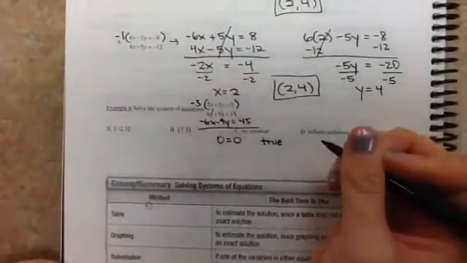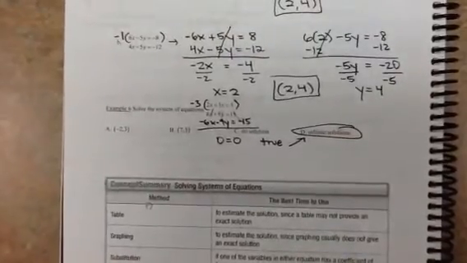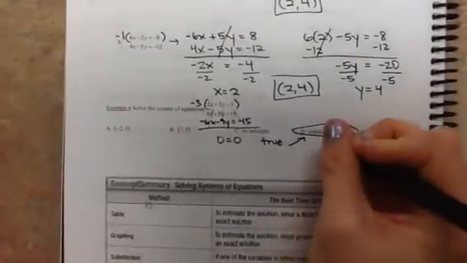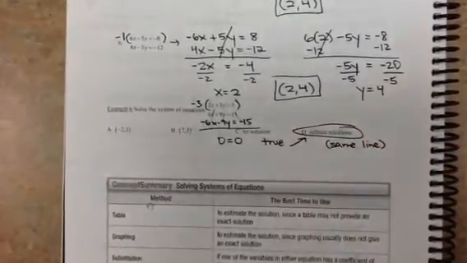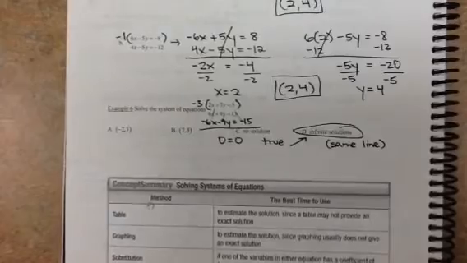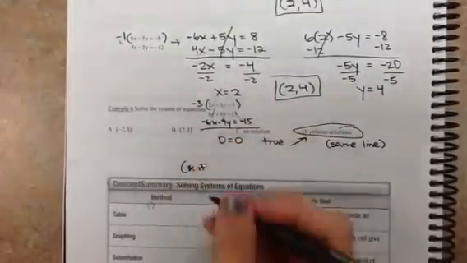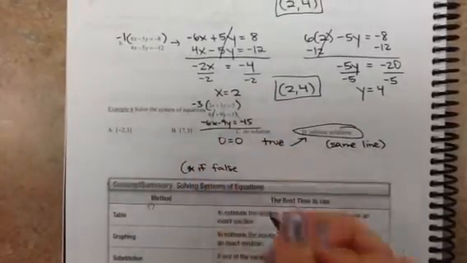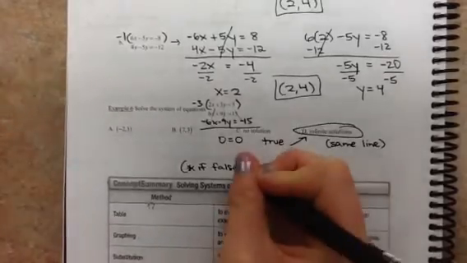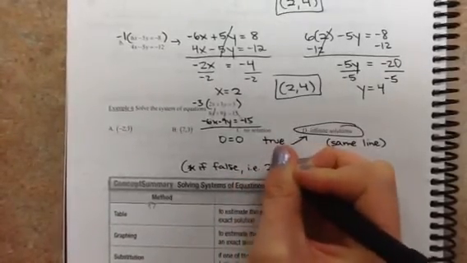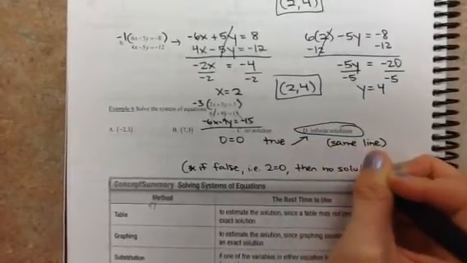So if you end up with a true statement, what that means is that there are an infinite number of solutions. That means that the lines are actually the exact same line, which means that one lies right on top of the other and you have an infinite number of solutions because they're the same line. If you end up with a false statement, something like 2 equals 0, then there is no solution.